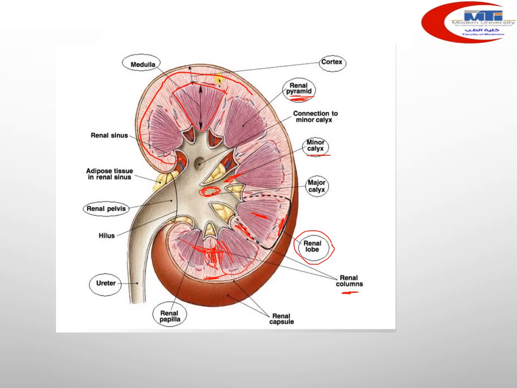Of course, histologically speaking, the kidney is formed of stroma and parenchyma. The stroma is formed of a capsule. You have a capsule surrounding the kidney, and you have reticular connective tissue supporting the parenchyma. The parenchyma is formed of the uriniferous tubules.